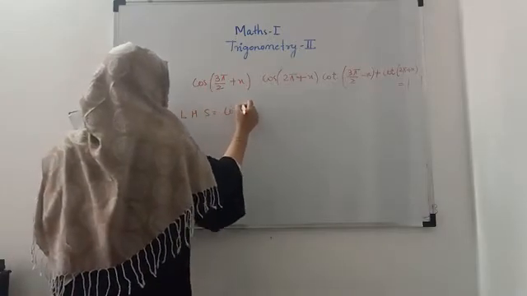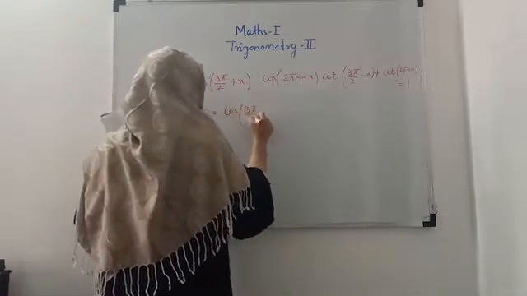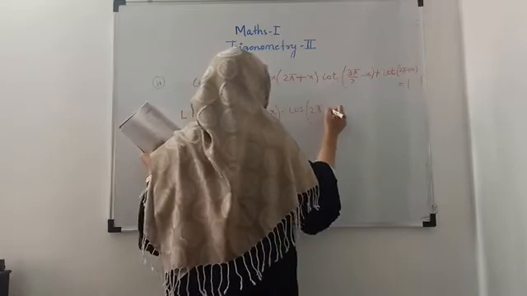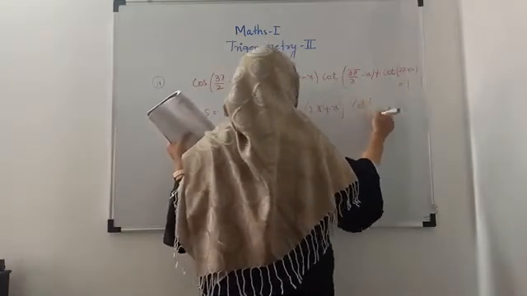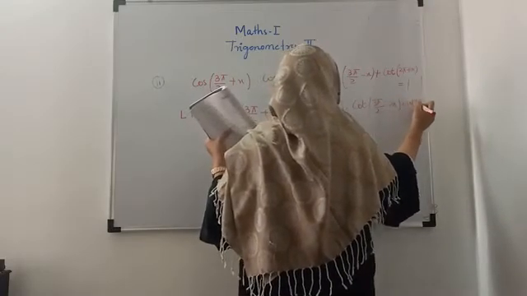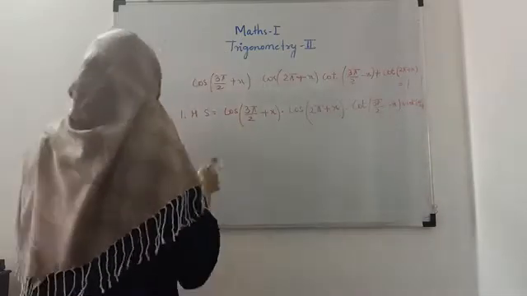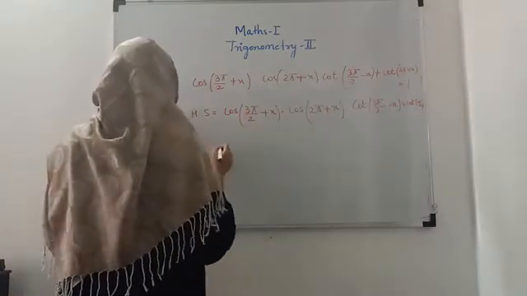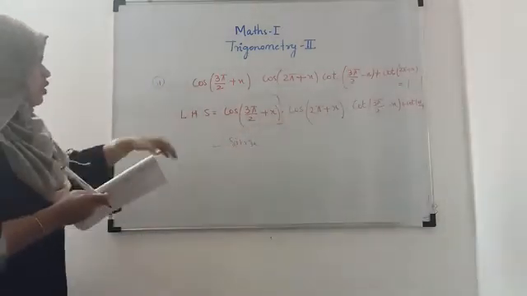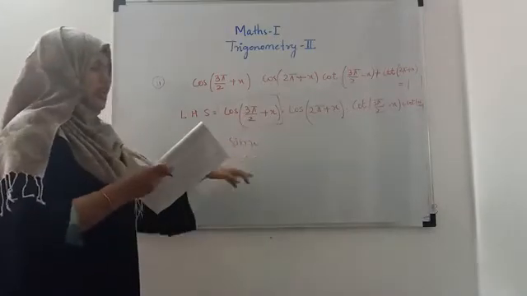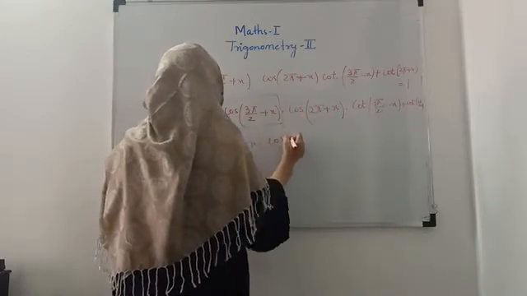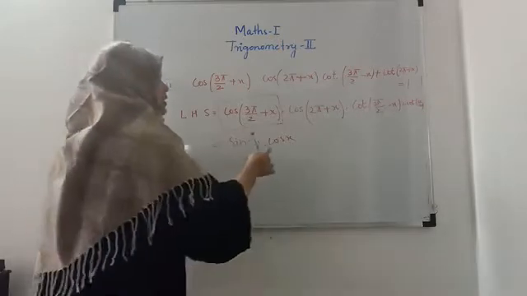It is equal to cos(3 pi by 2 plus x) into cos(2 pi plus x) into cot(3 pi by 2 minus x) plus cot(2 pi plus x). Now the value of cos(3 pi by 2 plus x) is sin x. You can check this in the formulas. Now cos(2 pi plus x), we just saw its value, it stays cos x. Cos(2 pi plus x) is cos x only.